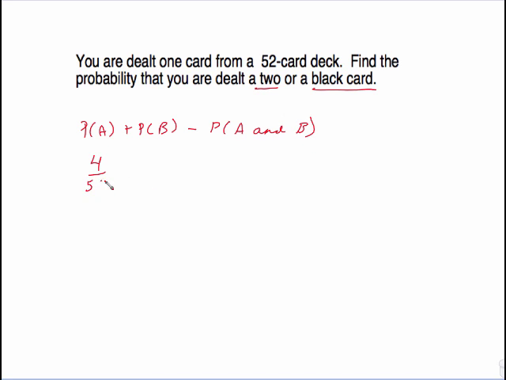4 out of 52. How many black cards are there? There are 26 out of 52. Your black cards, remember, are all your spades and all your clubs. Take away any overlap, meaning how many black 2s are there? There are 2 black 2s. There is the 2 of spades, there is the 2 of clubs. Add this up, will give us 28 over 52, which reduces by 4 to give me 7 over 13.